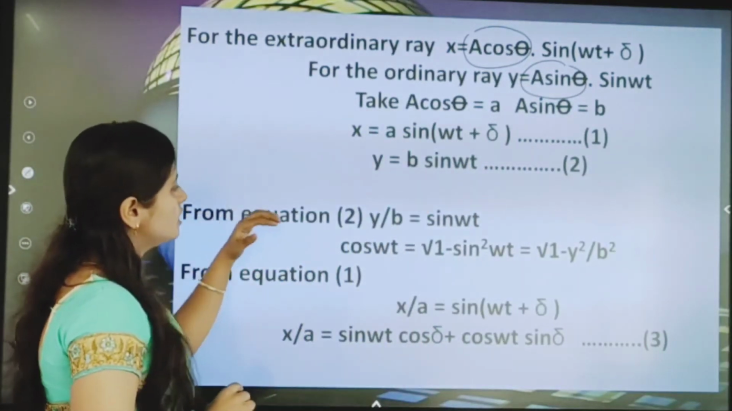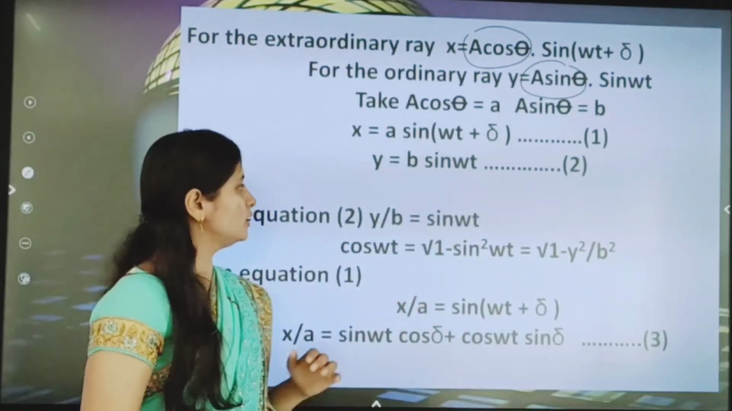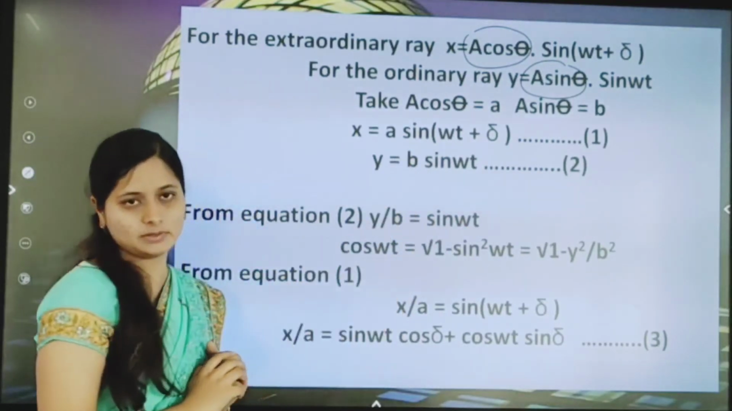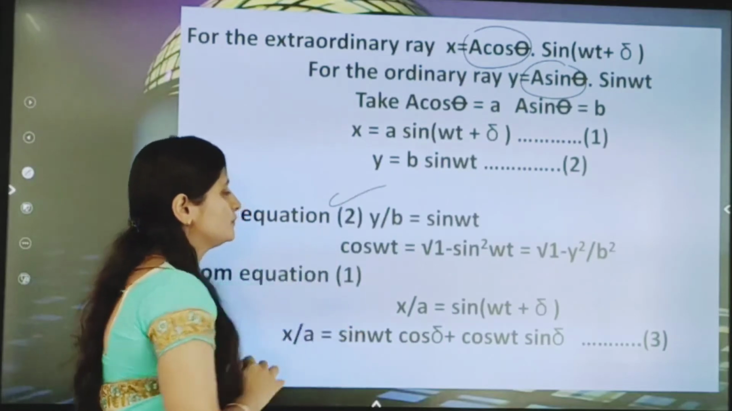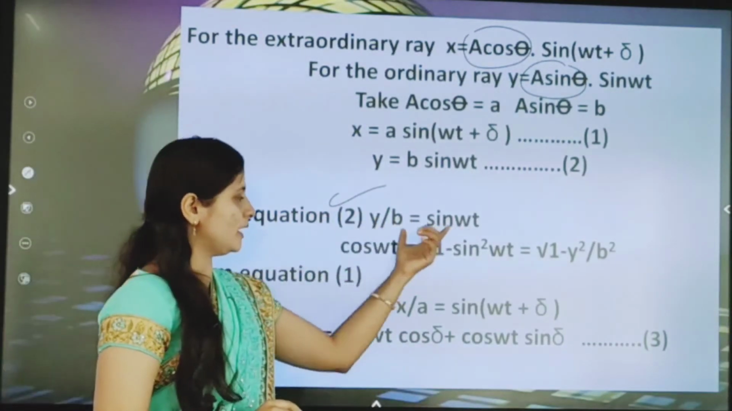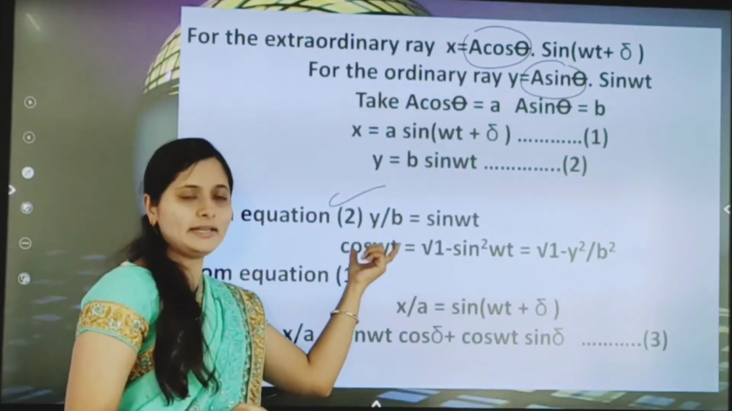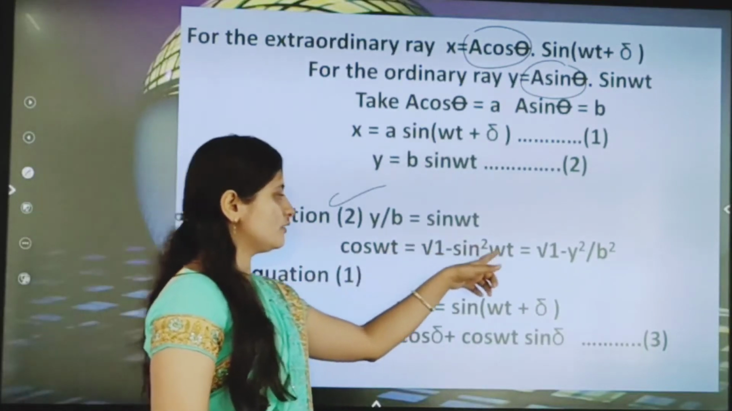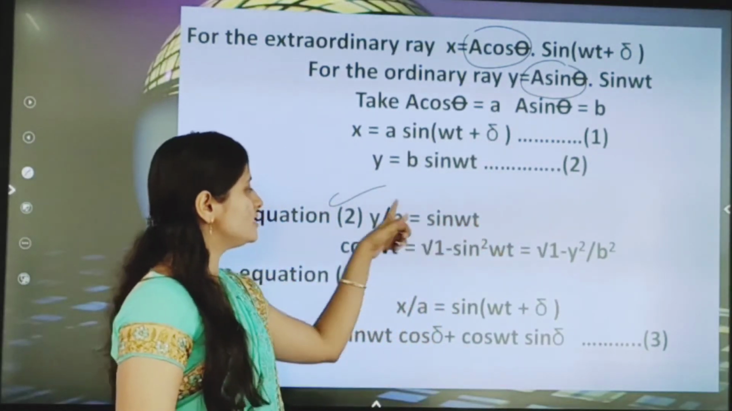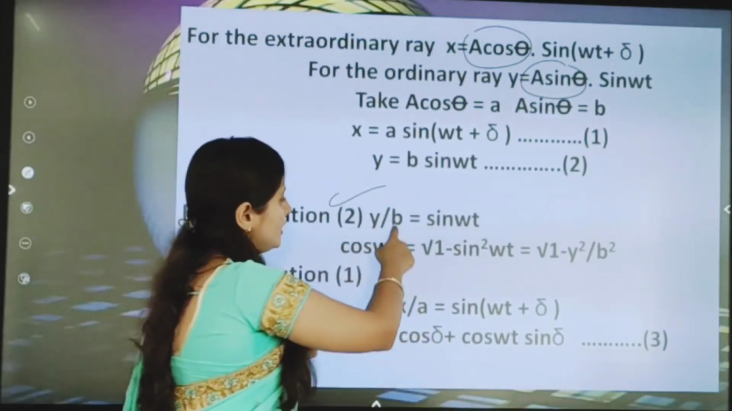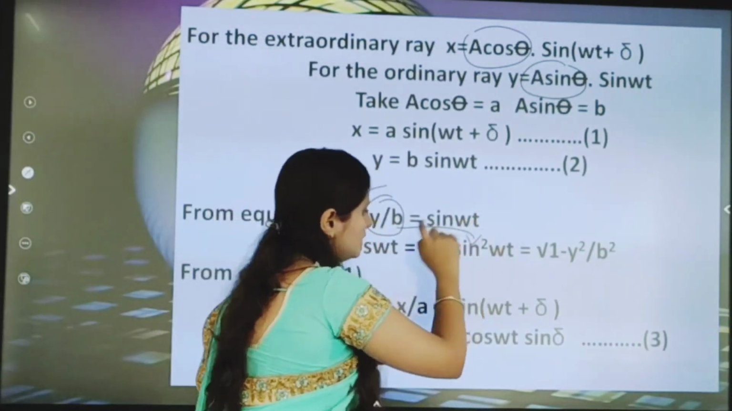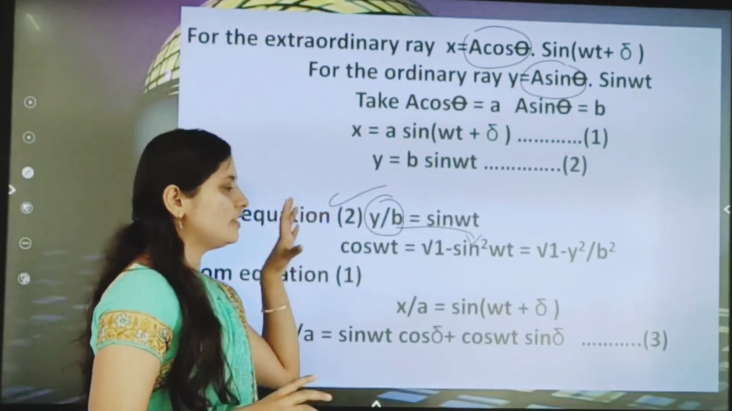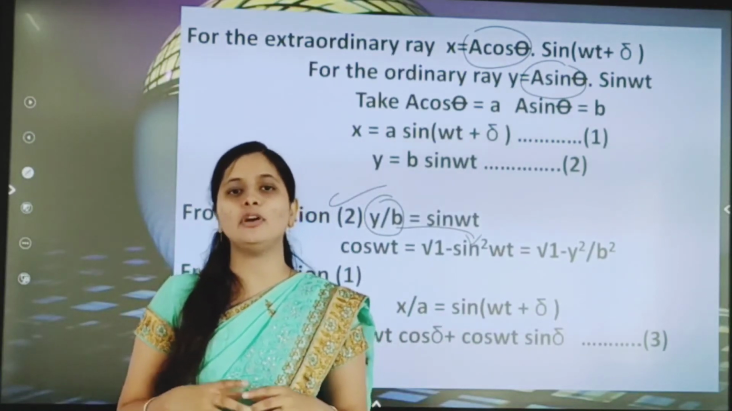Next, from equation 2, y by b equal to sin omega t. Then cos omega t we can write as square root of 1 minus sin square omega t. Substituting the value of sin omega t as y by b, we get square root of 1 minus y square by b square.